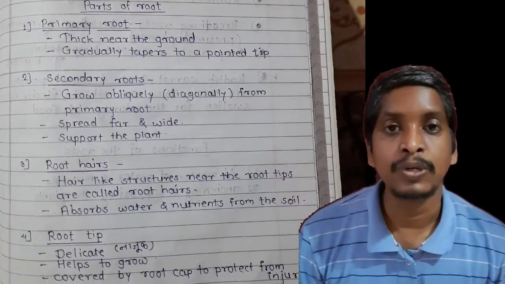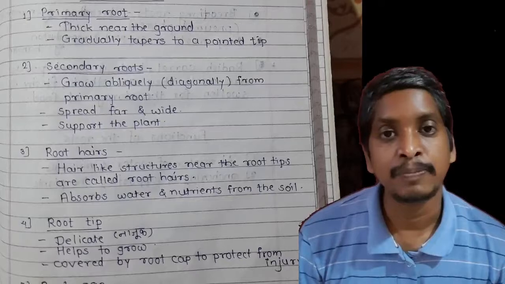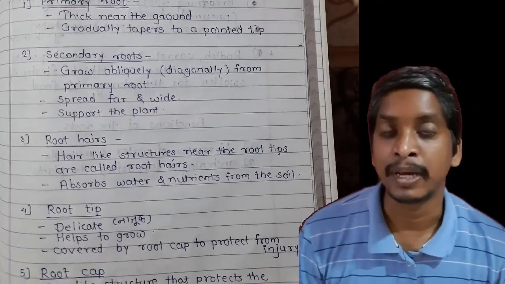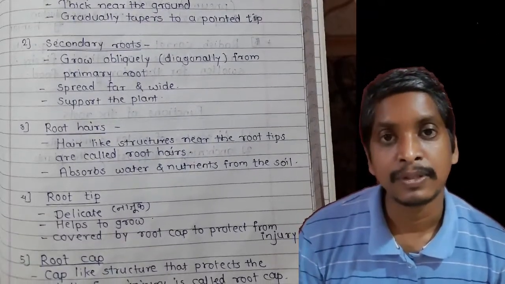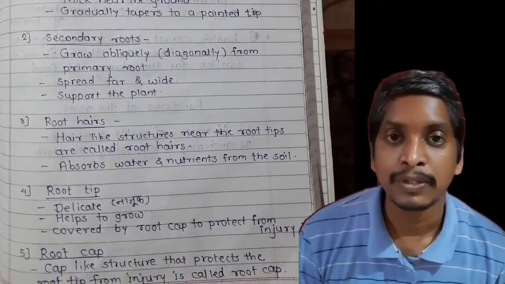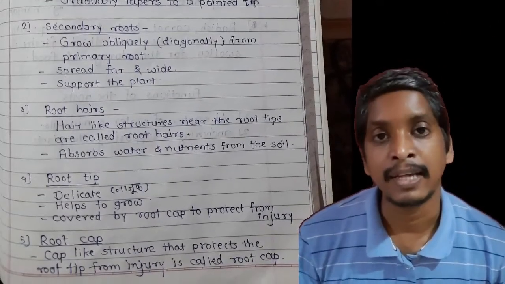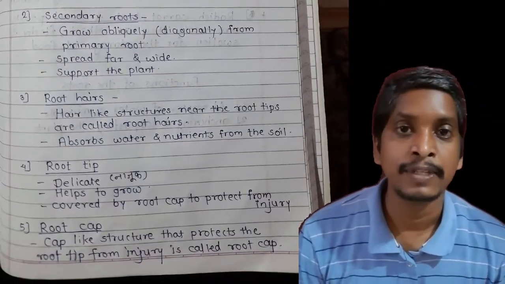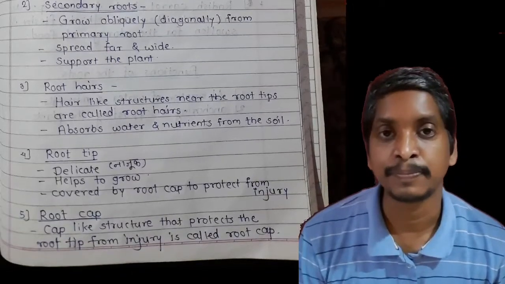Then the root cap: the cap-like structure which is present at the root tip is called the root cap. The root cap protects the delicate part of the root tip. Then the last part is the root tip. The root tip is covered with the root cap, which protects the delicate root tip.